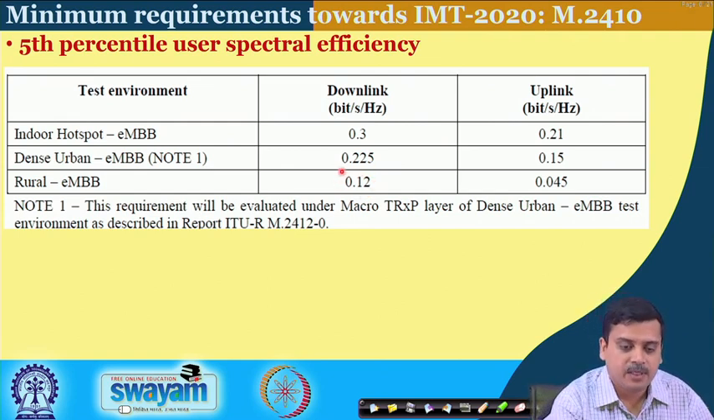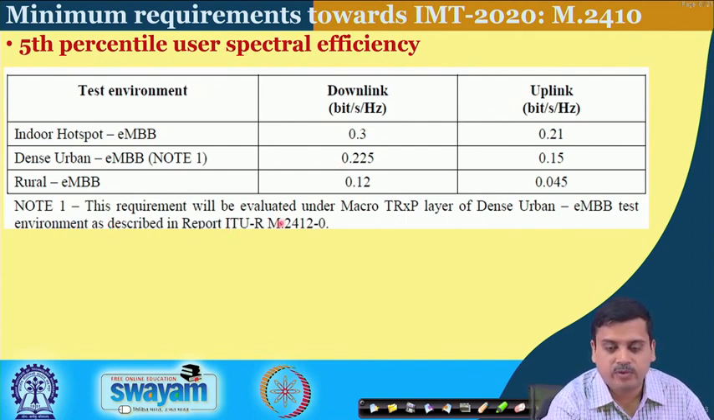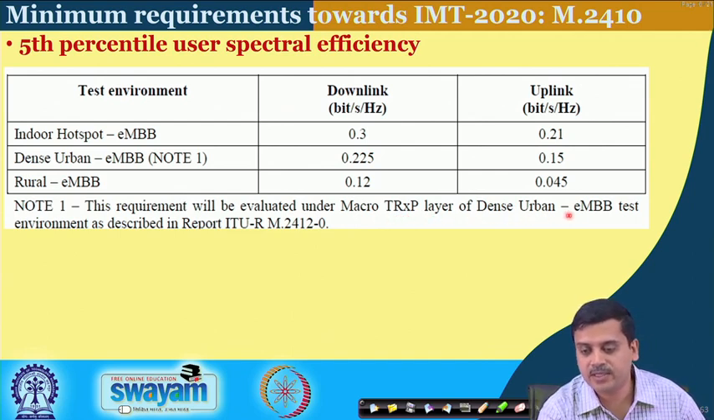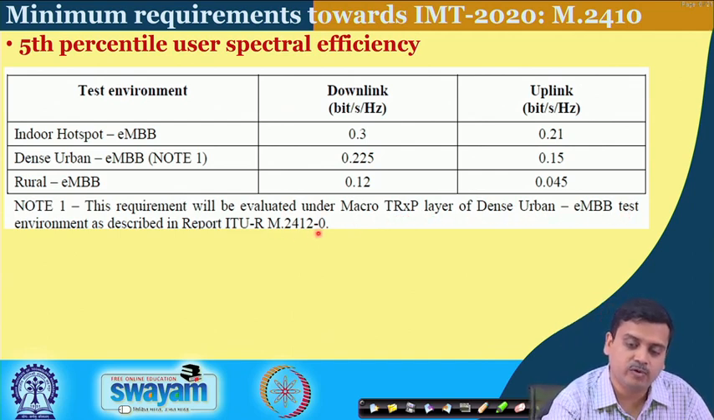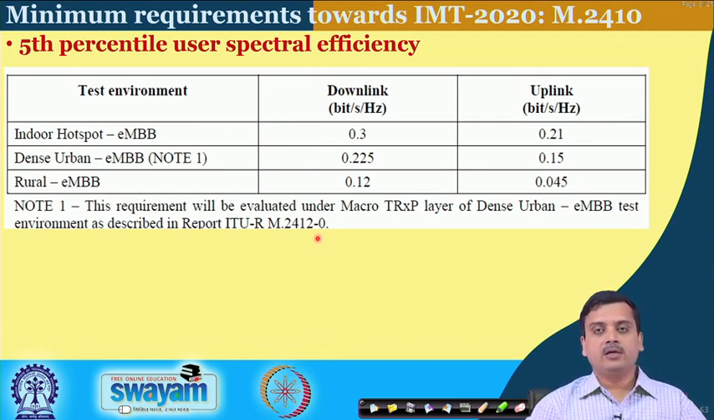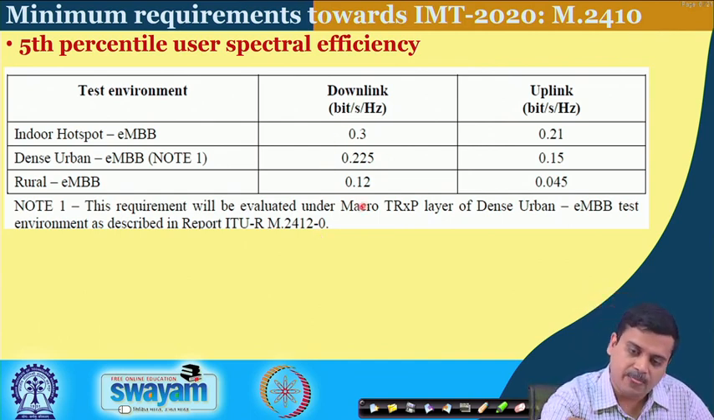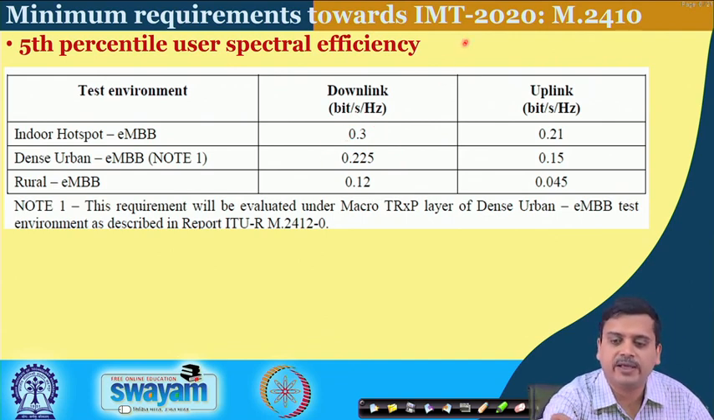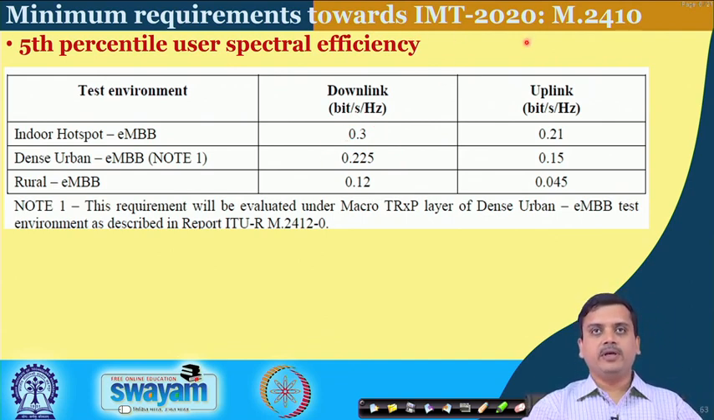These requirements, as given in this particular note, will be evaluated under the macro transmit receive point layers of the dense urban eMBB test environment defined in M.2412. When we look at M.2412, it describes in detail how you create the environment over which you test these things, and there these definitions will become even clearer. Once you set up the environment and run your system, you get these numbers, and we should match them with these. If it satisfies these numbers, then again you can claim the technology to be IMT-2020 compliant.